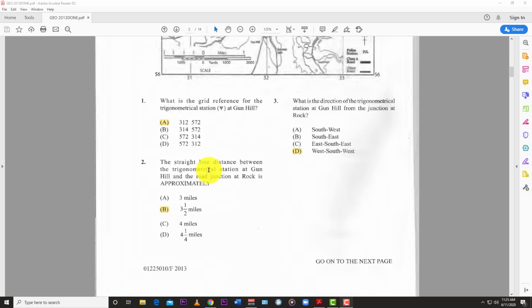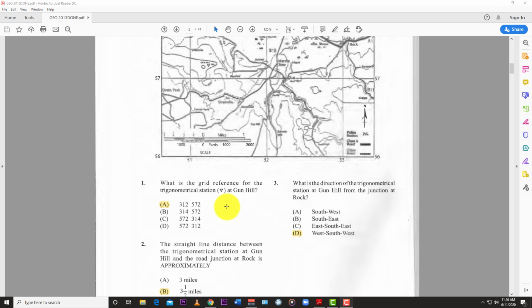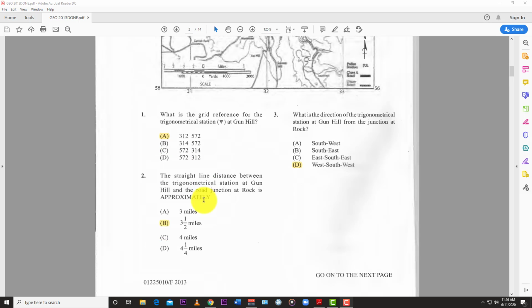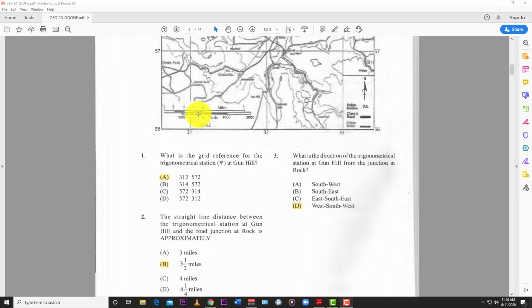Number 2, the straight line distance between the trigonometrical station at Gun Hill and the road junction at Gun Rock is approximately, and of course we cannot really make it out so well, so we're going to stick with the answer, and they say it's B, 3.5 miles. If you see a clearer picture, you'll be able to work backwards and get the 3.5 miles based on the scale that you would have had here.